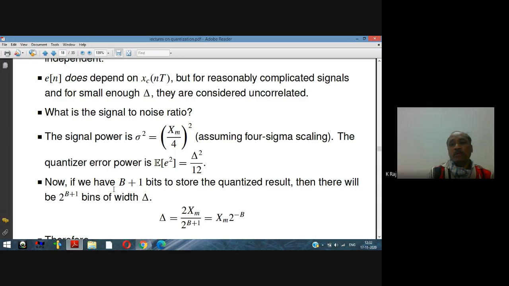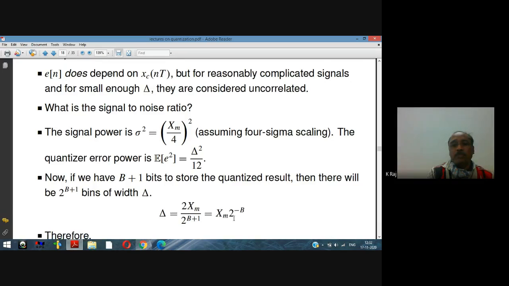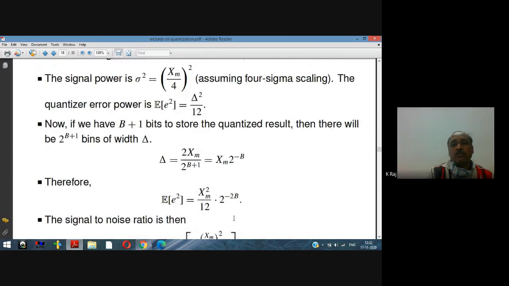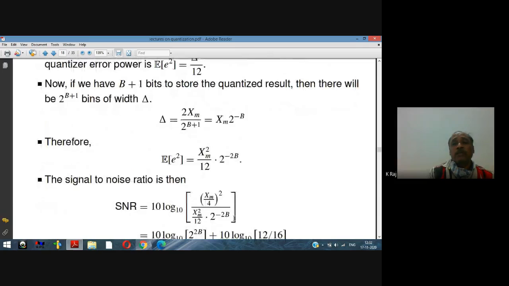Then what will happen? The step size will become, from minus xm to plus xm, that is twice xm divided by 2 to the power b plus 1. So xm times 2 to the power minus b. This is the step size. And then what will be the error related to this quantization? Delta squared by 12, so delta squared is xm squared times 2 to the power minus 2b, divided by 12. This is the error here.